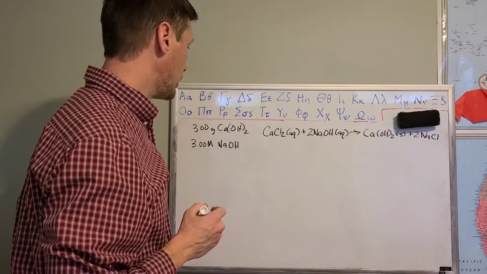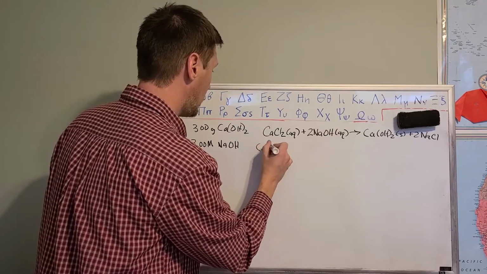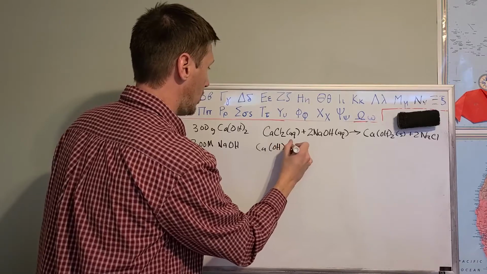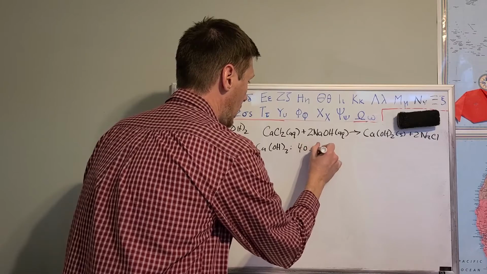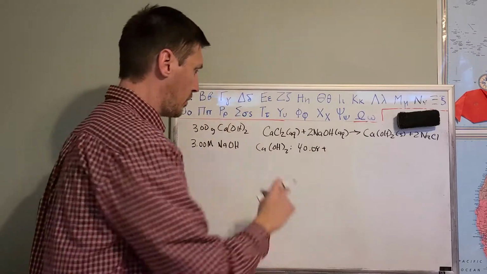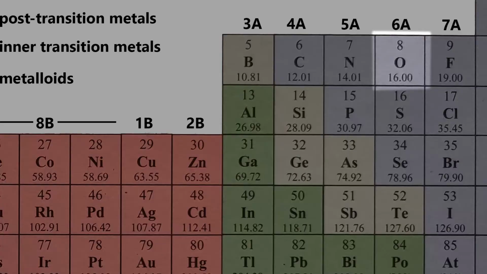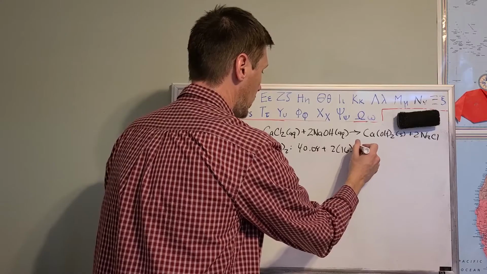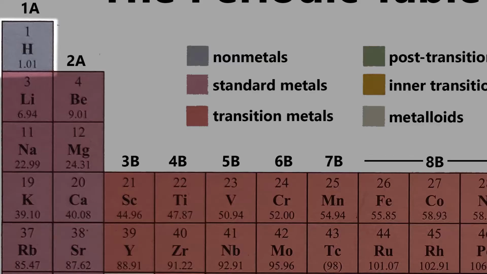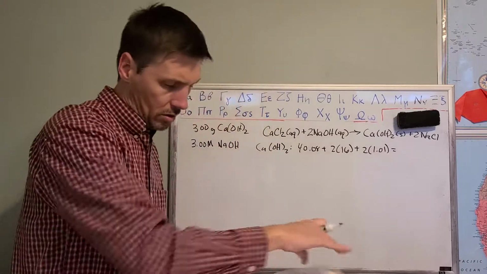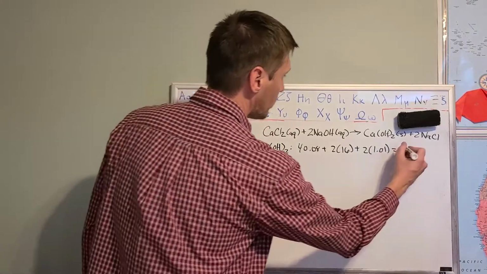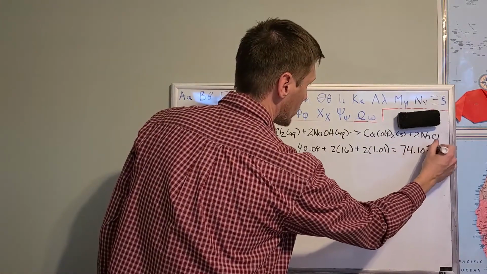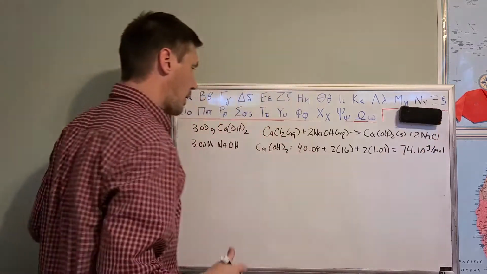All right, so what is Ca(OH)2? The atomic mass of Ca, when we look that up in our periodic chart, is 40.08, right? Plus, we've got 2 oxygens, right? So it's going to be 2 times 16 plus 2 times 1.01, because we have 2 hydrogens. And so we have 74.10 grams per mole.